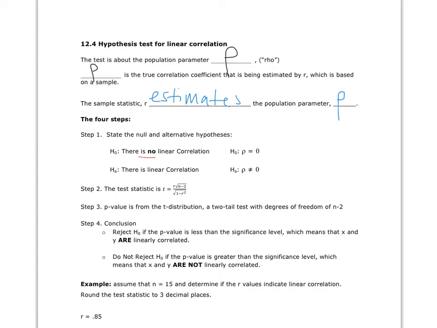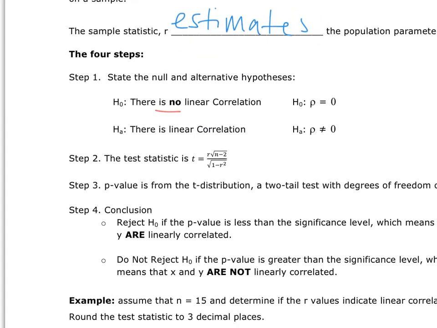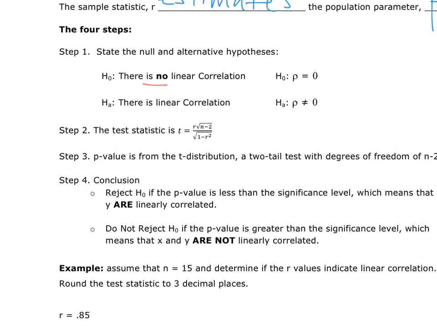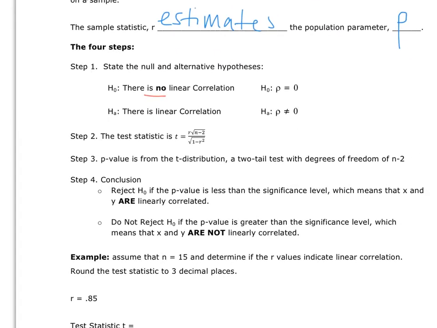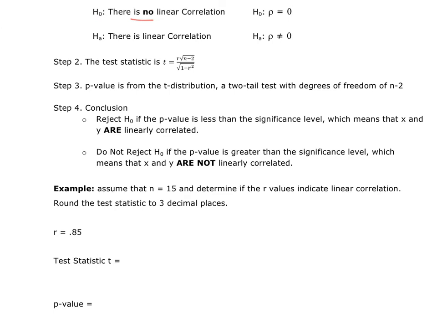The test statistic in step 2 is given there. It's going to be a t-value. We take r, that correlation coefficient, and multiply it by the square root of n minus 2, sample size minus 2, and then that's divided by the square root of 1 minus r squared. We find the p-value from the t-distribution. It's a two-tailed test, and the degrees of freedom are n minus 2. That's a little bit different than what we've looked at before. Instead of n minus 1, we have n minus 2, and that's because we've got x values and y values. So accounting for both of those, we take 2 off the sample size.